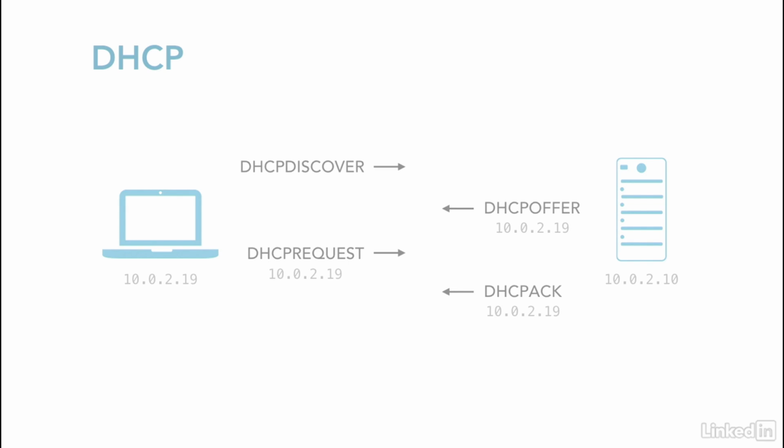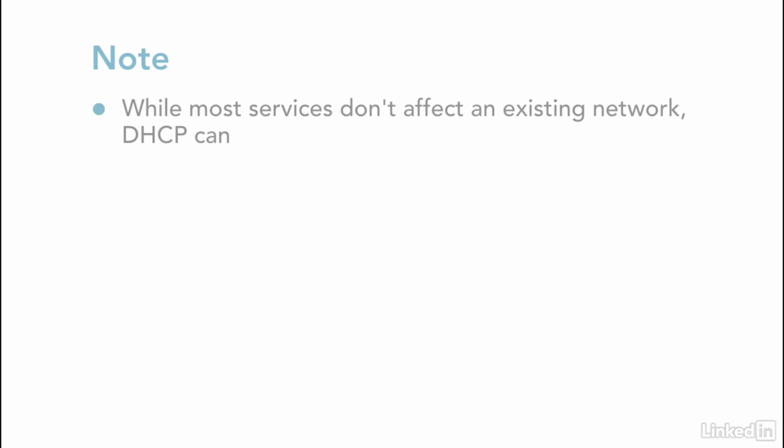In this video, we'll set up a DHCP server on a Linux host and configure a client to use DHCP to get an address. One word of warning here though. While the other services we can set up on a network don't necessarily affect the network while we're experimenting with them, DHCP has the potential to really cause issues if it's set up on a network that already has another DHCP server running on it.